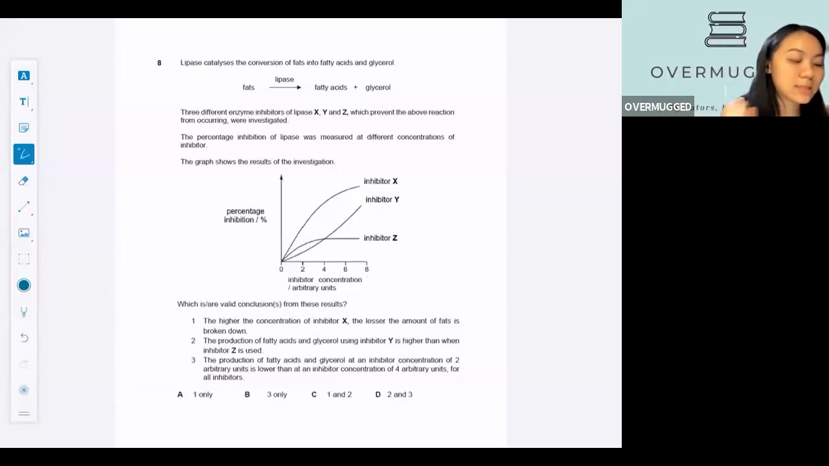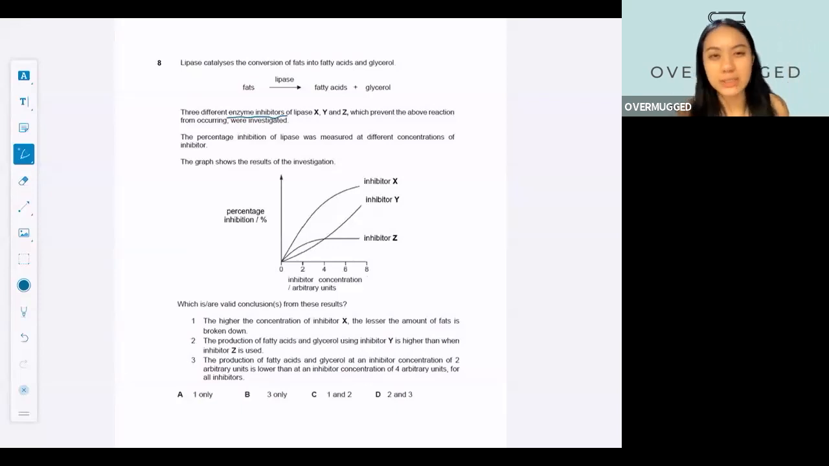Lipase catalyzes the conversion from fats into fatty acid. It's shown here: 3 different enzyme inhibitors. Inhibitor means something that stops the reaction, something that prevents the reaction from happening. If you don't know, if ever something inhibits something, it means that it stops, prevents, or slows down the reaction. So X, Y, Z are the inhibitors of lipase.